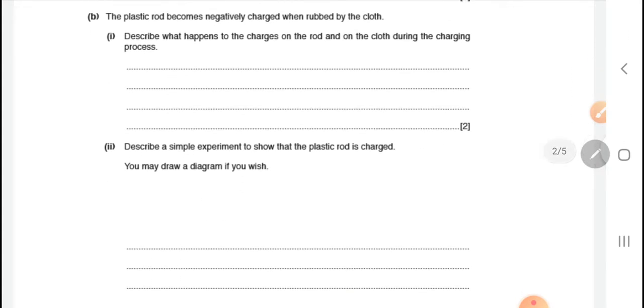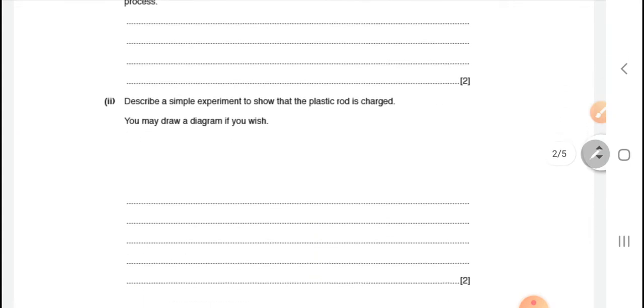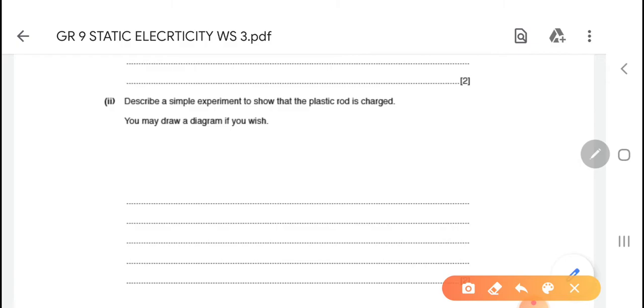Describe a simple experiment to show that the plastic rod is charged. You may draw a diagram if you wish. So you can demonstrate a simple experiment to prove that the plastic rod is charged. You can use a gold leaf electroscope.